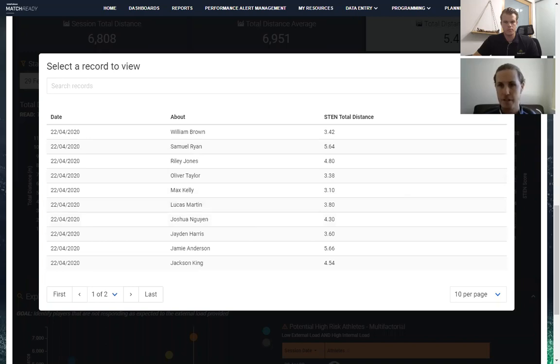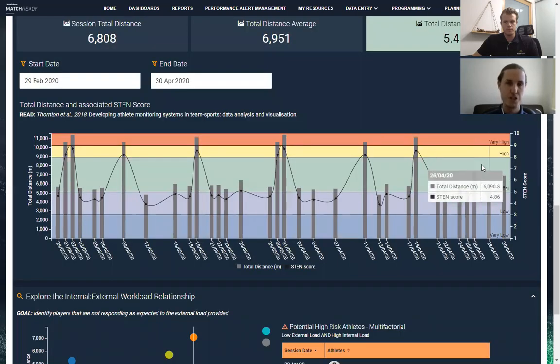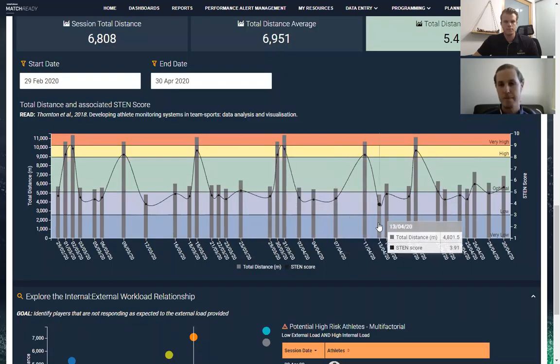So a really nice way to have the general group view, and then be able to click through and determine if someone is creeping that average up or whatever that may be.